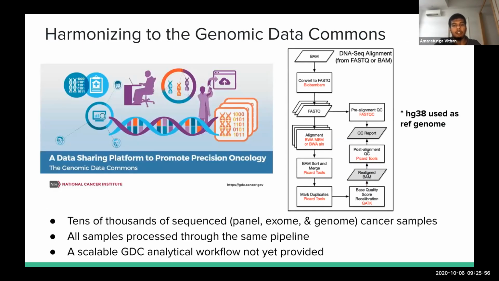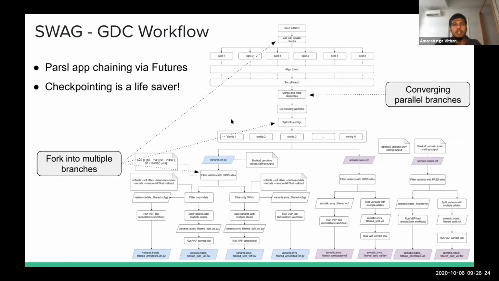So the Genomic Data Commons provides the cancer research community with a unified data repository with tens of thousands of cancer samples. All of the samples are processed using the same pipeline, which has been comprehensively documented and publicly shared. However, GDC does not provide a scalable workflow that would allow cancer researchers to process DNA sequencing samples at scale. So in order to mitigate this issue, we have reproduced the GDC data harmonization workflow using the Swag framework.